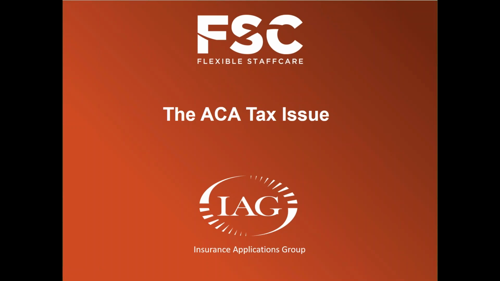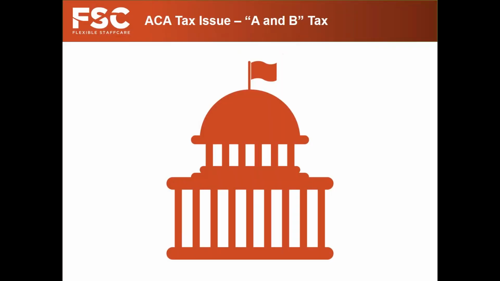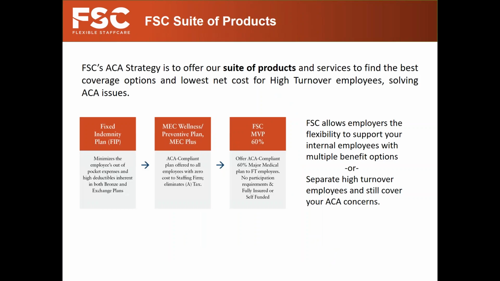This video is a more in-depth look at solving the ACA tax problem. This follows the overview video to give more detail on one specific approach. In this video, we're going to focus on the lowest possible cost for an employer with a high turnover hourly workforce. We're addressing the employer's shared responsibility that breaks down into two parts. We're going to refer to them as Part A and Part B tax.